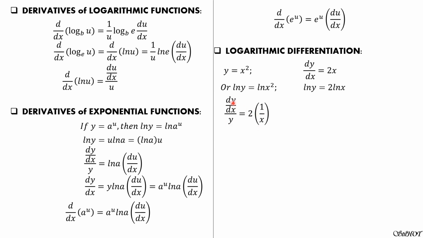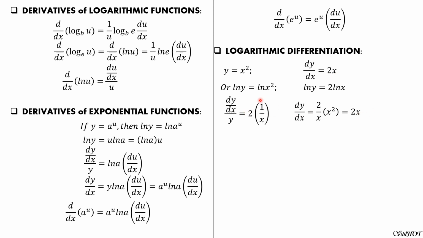Cross multiply, dy/dx is y and y is x squared. So this is 2 over x times y, y is x squared. It will go back to 2x, which is the derivative of y equals x squared, which is also 2x by direct differentiation. You might wonder why I use logarithmic differentiation to differentiate that, where in fact it is better to differentiate that directly and we'll have a result 2x. Of course, this is just an illustration.